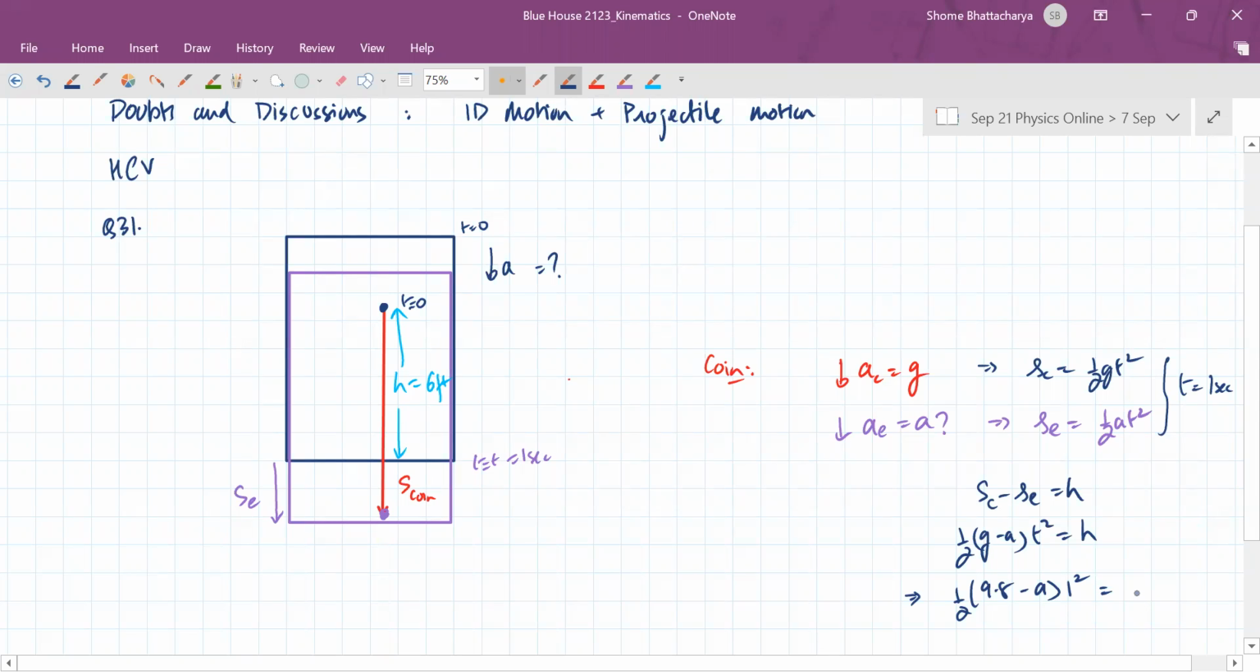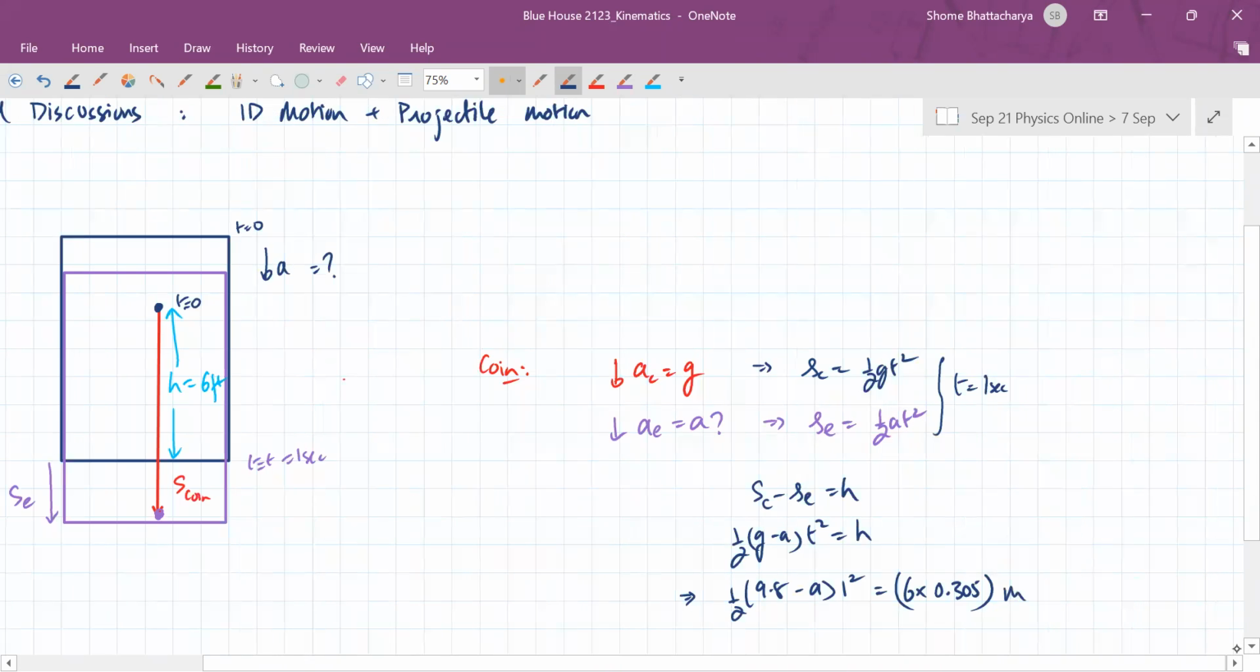as 6 feet. So convert that 6 feet to meters. The conversion from feet to meters is approximately, like, 1 meter is equal to 3 feet. 3.2, sir. Slightly more. So anyway, when you convert from feet to meters, it is 0.305 approximately. So from this you will get the value of a.